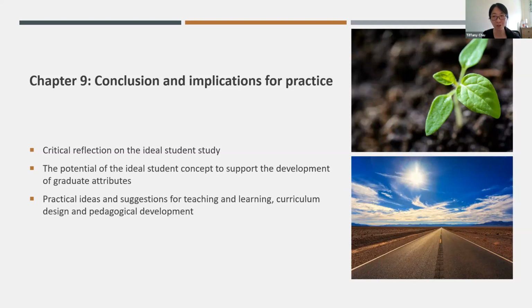In chapter 9, which is our concluding chapter, we consider the meanings and implications of our research for theories and practice. And we begin with a brief but critical reflection on the ideal student study. We revisited the key concerns and possibilities of the concept and discussed the potential of the ideal student concept to support the development of the graduate attributes. We then focus on the applications of the concept as we make practical suggestions for teaching and learning and curriculum design and pedagogical development.